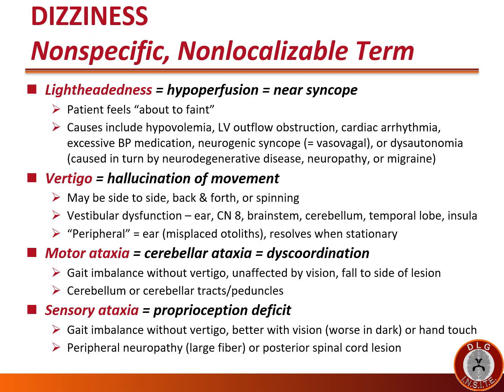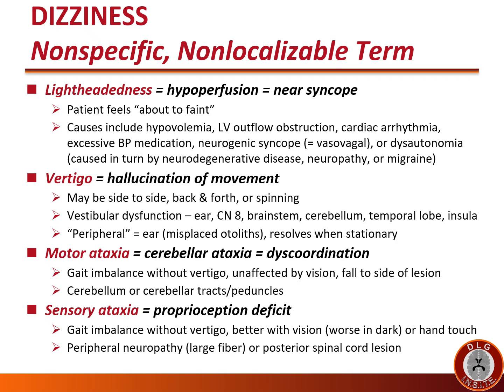The most common location for a cerebellar lesion is in the cerebellar hemisphere. So a cerebellar hemisphere lesion will cause you to fall to the side of the lesion. So if they veer and fall specifically to one side, it's more consistent with a cerebellar hemispheric lesion. It can also involve the cerebellar tracts and peduncle as well as the cerebellum itself.